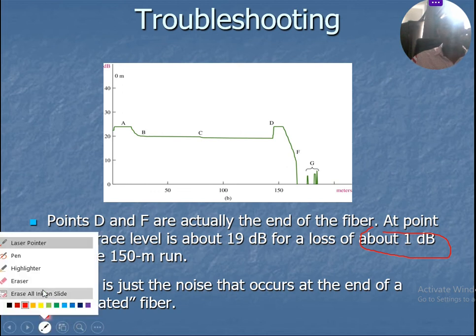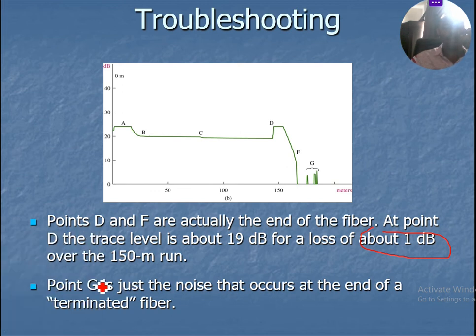Let me highlight it with a highlighter, so we have to take note of that. The noise at point G is coming from a terminated cable, because you can see there's no continuity between F and G. It goes to 0 decibel before we had this noise signal. So this is coming from a terminated cable, like the first diagram. Figure B is coming from a terminated fiber cable.